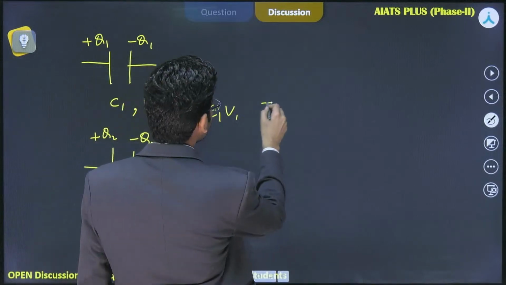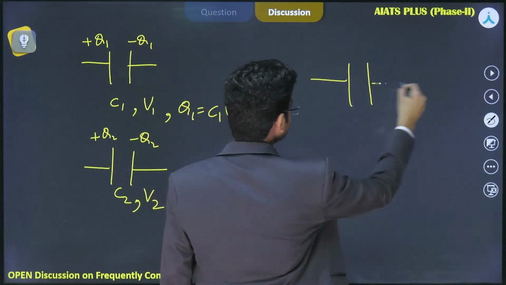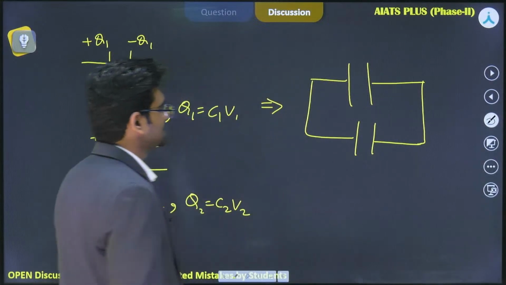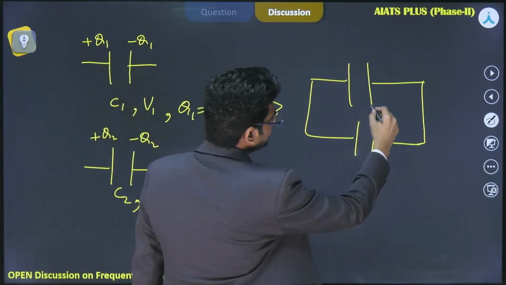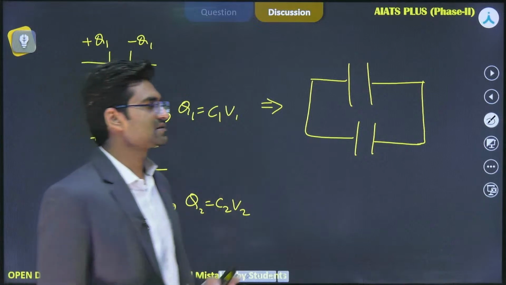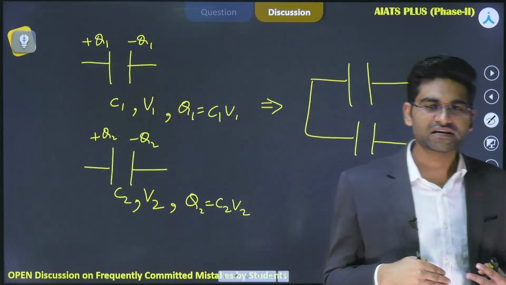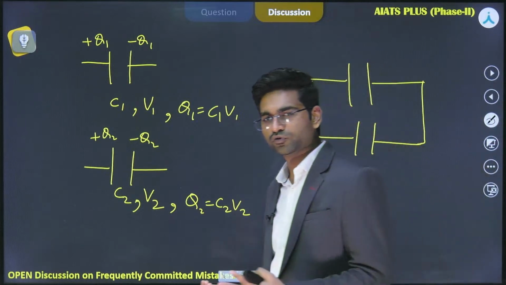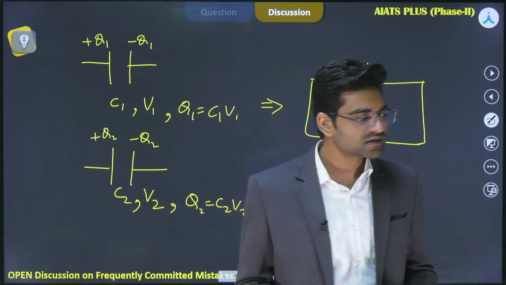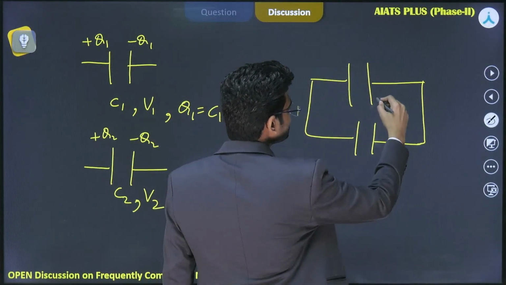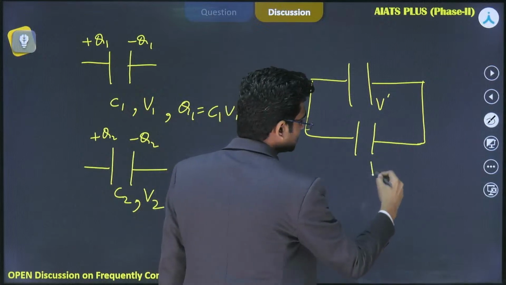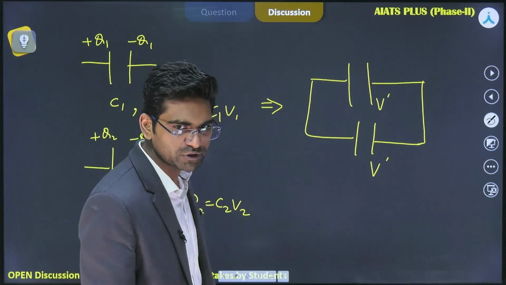Now what we will do, we will connect these two capacitors like this. Okay, now what will happen? See, if these two potentials are different, initially this is at potential V1 and this is at potential V2. If two conductors are at different potential and we join them by a wire, what will happen? The charge will flow from higher potential to lower potential such that the final potential will become same, right? So finally, let's say the final potential is some V prime. The potential difference is V prime here, and again V prime here. The final potential will be same.